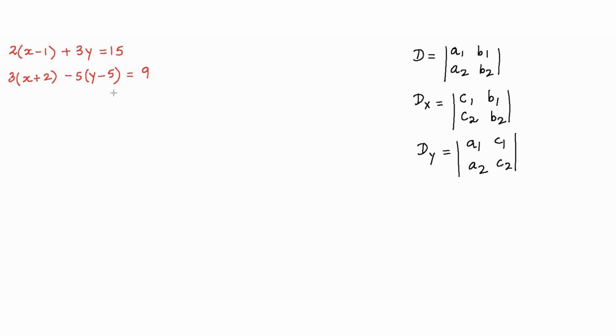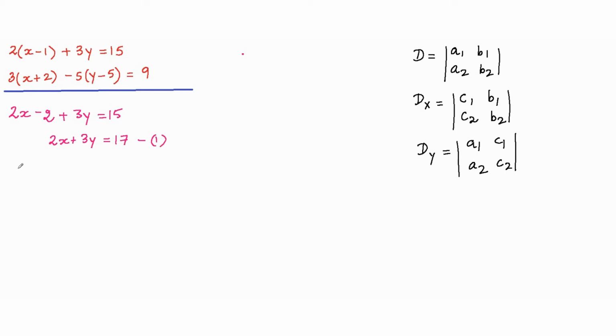So these are the original equations that have been given to us. Let us perform some simplifications now. Okay. So let's open this bracket. So 2 into x is 2x and 2 into minus 1 is minus 2 plus 3y is equal to 15. And let us shift the minus 2 to the other side. So it becomes 2x plus 3y is equal to 17. This is my first equation.